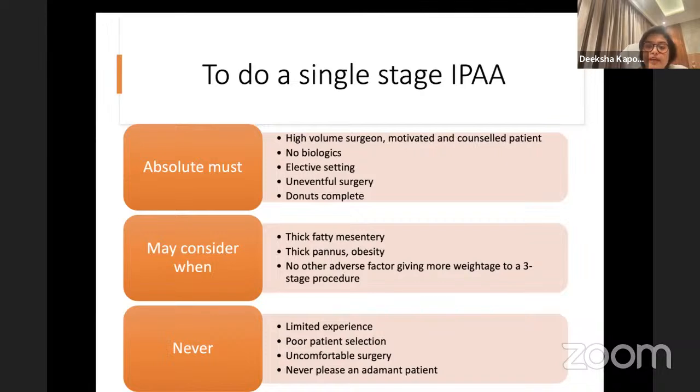I would never recommend a single-stage procedure by somebody who has limited experience. In a patient who is poorly selected, it's not a decision which is made on table just by the whims of it that let's do a pouch without a diversion stoma. A procedure in which the surgeon has been uncomfortable and there have been some inadvertent events or unforeseen circumstances. And I think we all would agree that in a surgery like this, it is never sensible to please an adamant patient who demands that a diversion stoma not be done. Thank you.